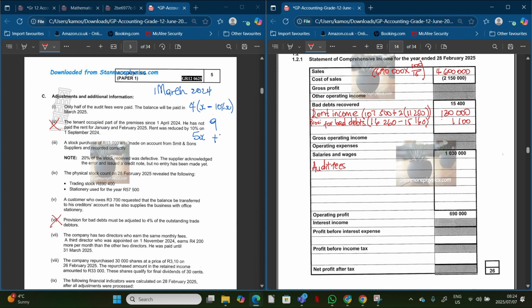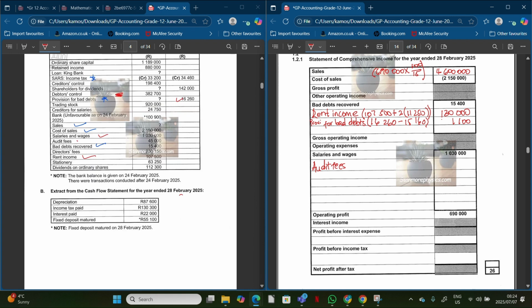Remember, this year ends on the 28th of February 2025, and they're saying that they're going to pay the full price in March 2025, and they're only saying that half has been paid. So if you go to the value of the audit fees now, how much are they? The audit fees are 45,000. So you're going to say that 45,000 is already there. But now remember, this is half of the full amount. So we need to add the other 45,000 so that we can get the full amount of the audit fees, which is 90,000 rands. So I hope that also made sense right there.